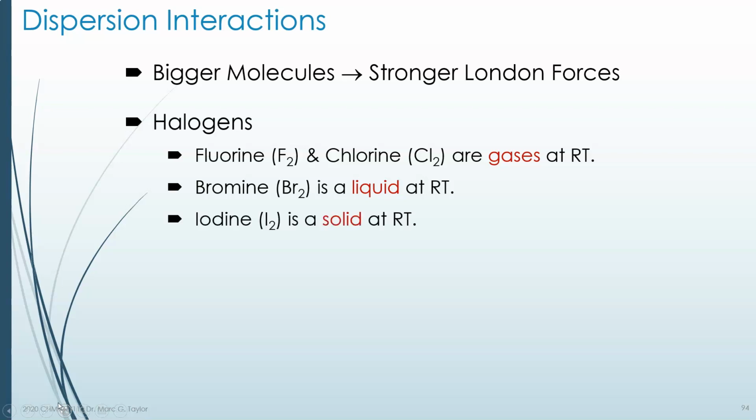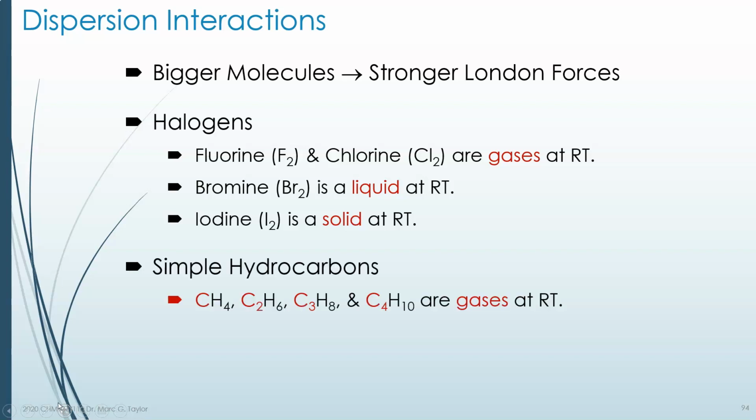Iodine is even bigger than bromine, and two iodines linked together will attract other I2 molecules with such strong London dispersion forces that iodine molecules are found as a solid crystal. In fact, you can buy crystals of iodine. They're a kind of dark purple-gray crystal. They used to sell them in drugstores. I don't think they do anymore, but they're solid at room temperature. They're big enough to be solid.